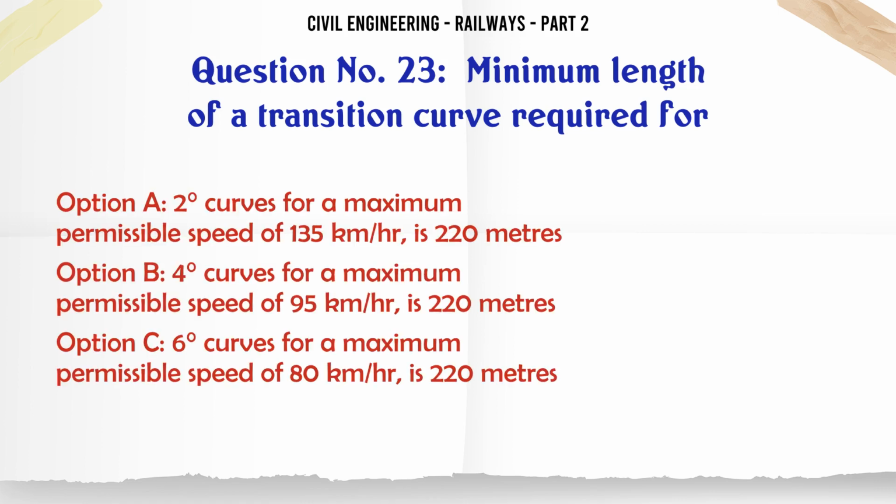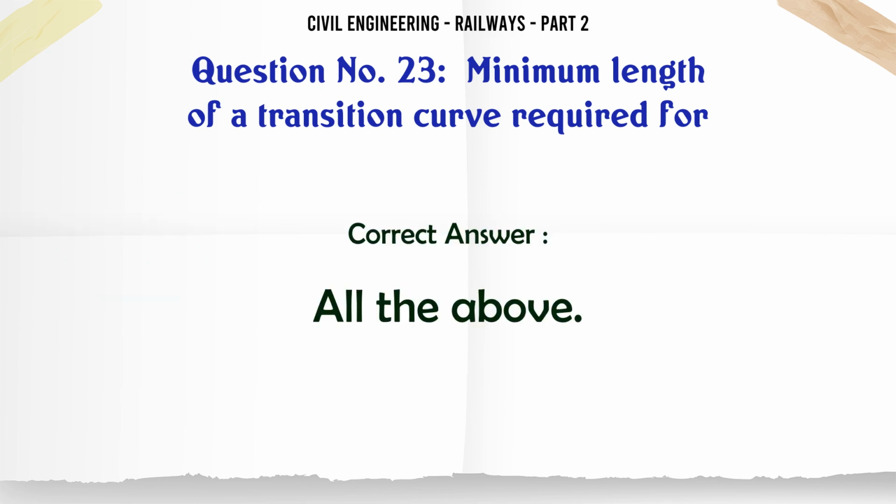2 curves for a maximum permissible speed of 135 km/h is 220 meters. B. 4 curves for a maximum permissible speed of 95 km/h is 220 meters. C. 6 curves for a maximum permissible speed of 80 km/h is 220 meters. D. All the above. The correct answer is all the above.